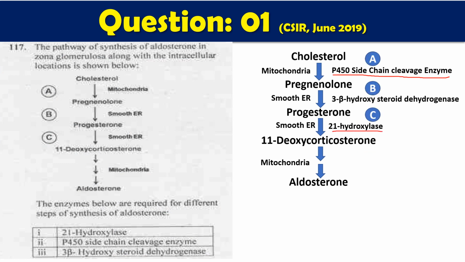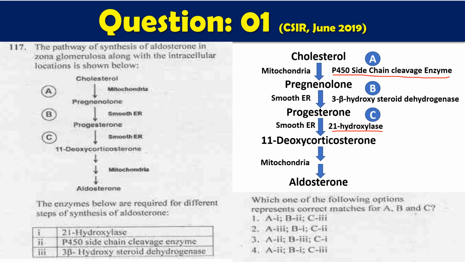So these are the three enzymes, our A, B, C. If you see the options, A is side chain cleavage enzyme, which is number 2. So A should be 2, either this one or this one. Now come to B. B is 3 beta hydroxysteroid dehydrogenase, meaning third number. So this one is our correct option, where first is P450 side chain cleavage enzyme, then B is 3 beta hydroxysteroid dehydrogenase, and last, C is 21 hydroxylase.